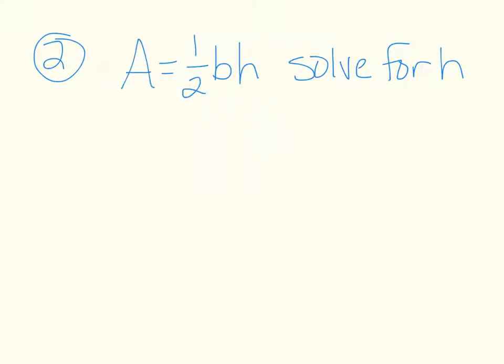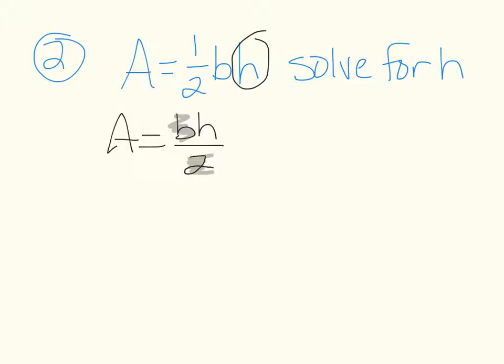Let's try another one. All right, on this one we have area equals 1/2 base times height, and we want to solve for the height. Okay, now this fraction sort of throws us, so if you want, I recommend moving the fraction to just a division problem. So b times h divided by 2. Okay, so we have to get rid of the b and the 2.